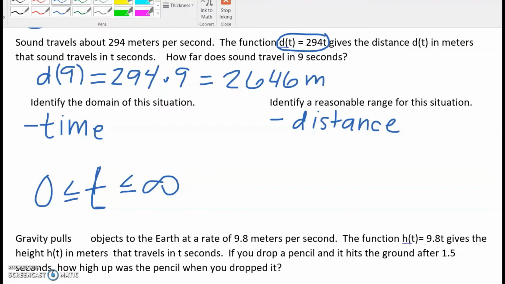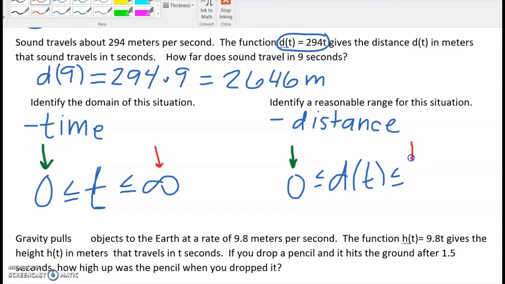So the way that that works with distance, your d of t: if you go no time, you're going to go no distance. But if you go an infinite amount of time, you're also going to go an infinite amount of distance. If time is going on forever, sound will also be going on forever and ever.